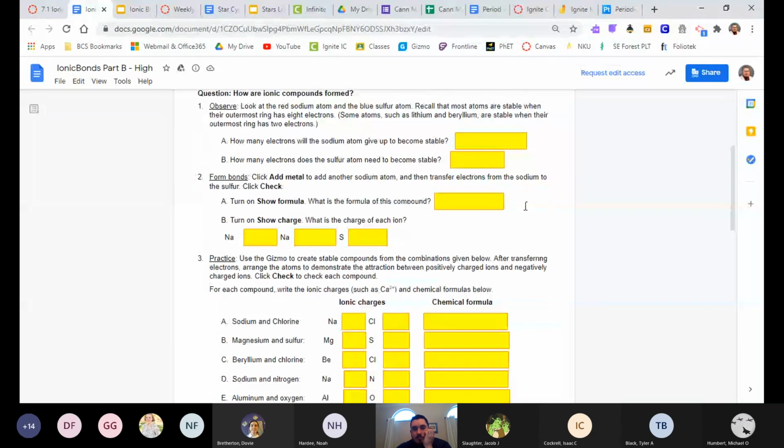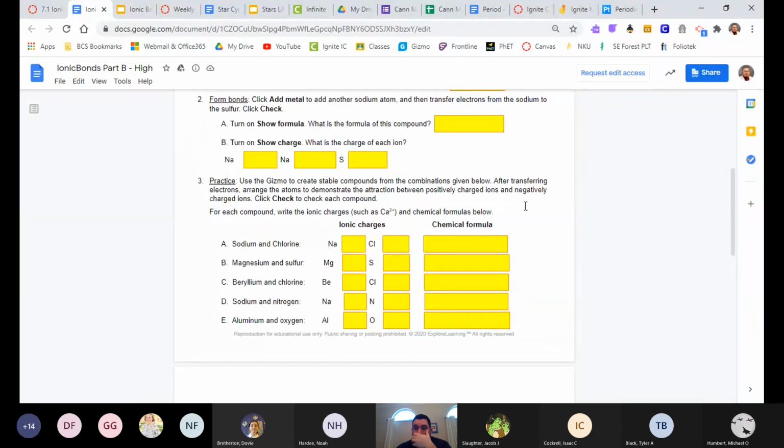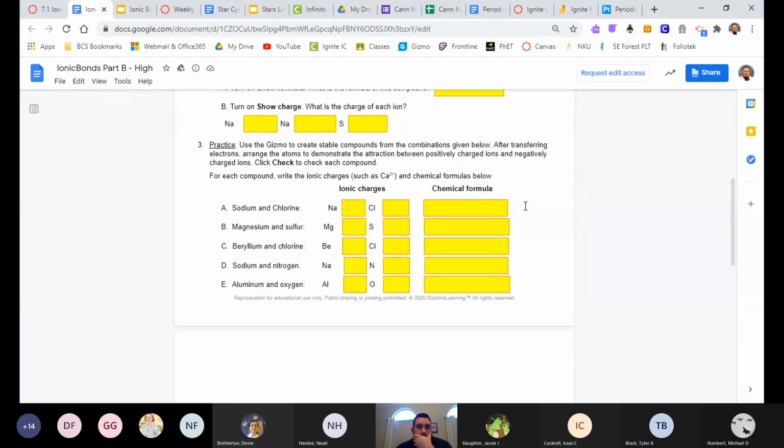All right, let's share the screen for our work on Friday and Monday. You guys remember this handout here? Katrina, this was what you were asking me about as well. So the first ones are pretty easy. Let's do D, sodium and nitrogen. So I'm gonna go back to my whiteboard. Sodium and nitrogen.